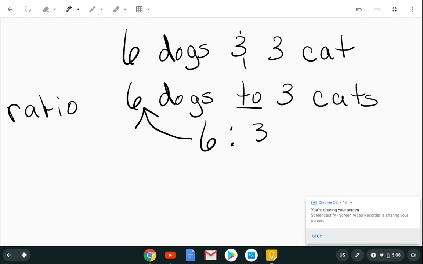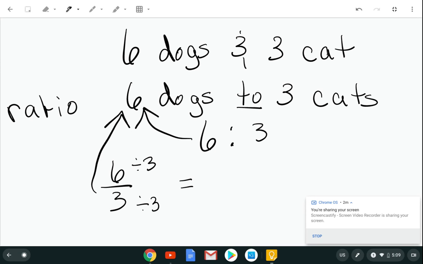All right, there is also another way you can write a ratio, and that is by writing a fraction. Okay, so you put this first number on top and the second number on bottom. 6/3, that's the same thing as saying you have 6 dogs to 3 cats. Now you can simplify this fraction too. So let's find the greatest common factor of 6 and 3. What is the greatest common factor of 6 and 3? It's 3. So let's divide the top by 3, and we have to do the same thing to the bottom. Divide it by 3.